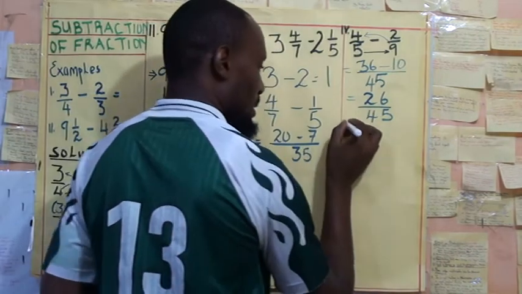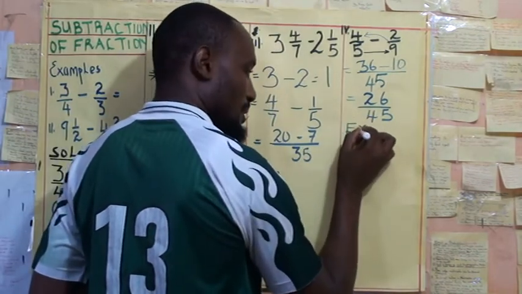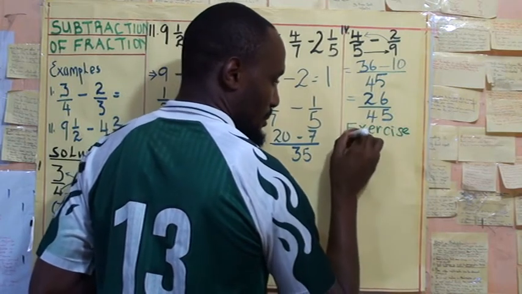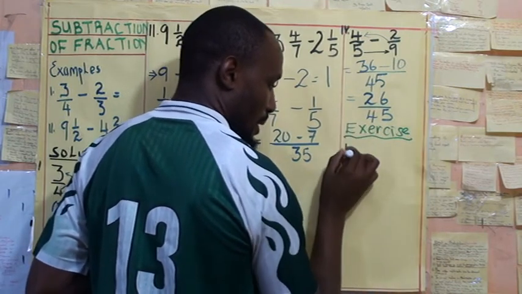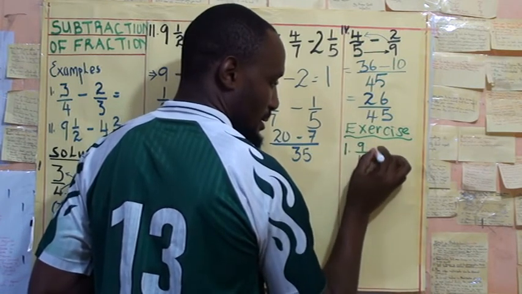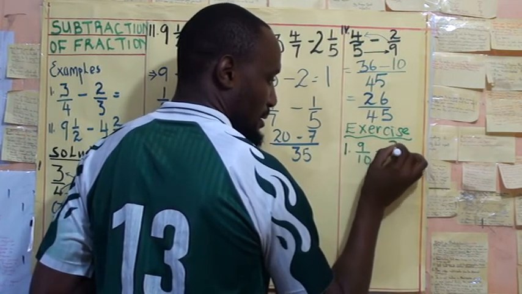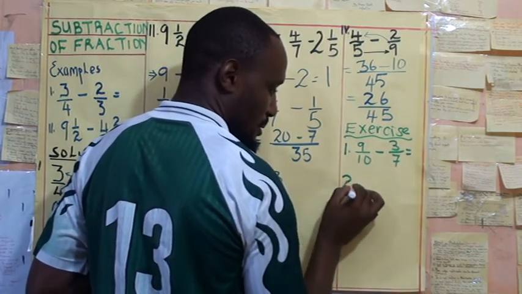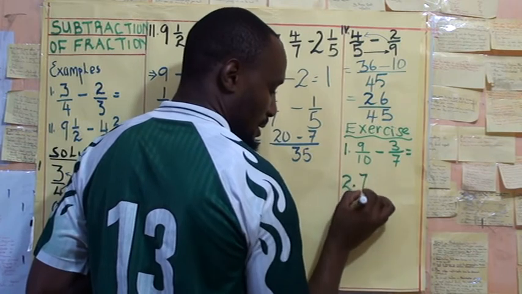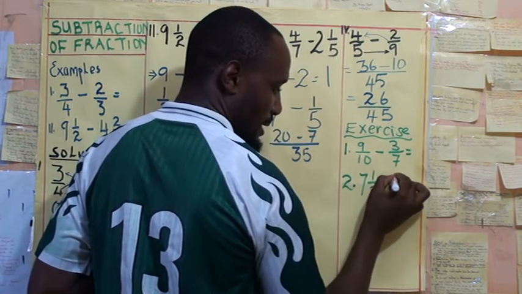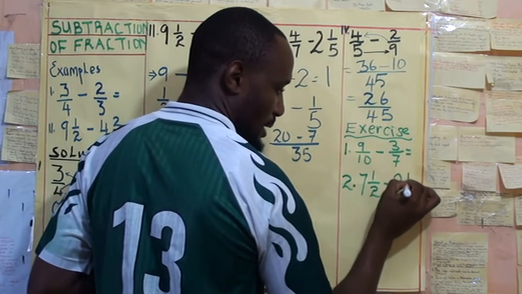Now let me at least give you some work for the time that you will be at home. Our exercise is this. Number 1, 9 over 10 minus 3 over 7. Number 2, 7, 1 over 2 minus 2, 1 over 4.